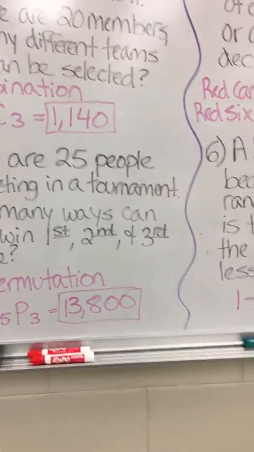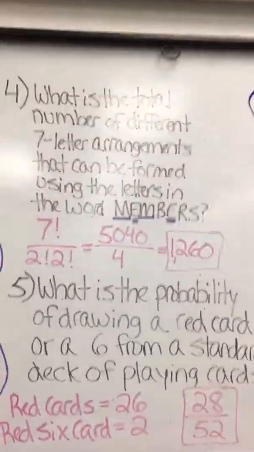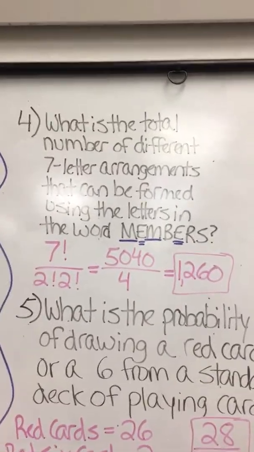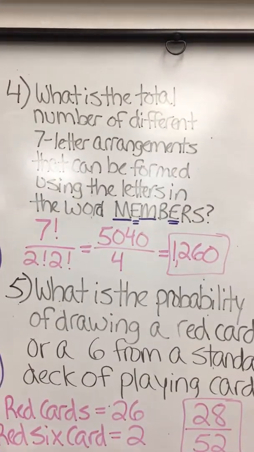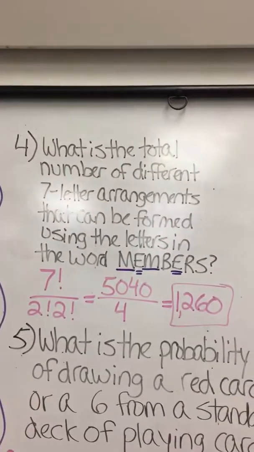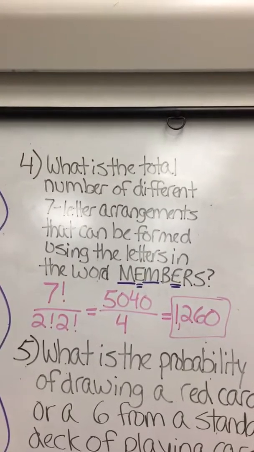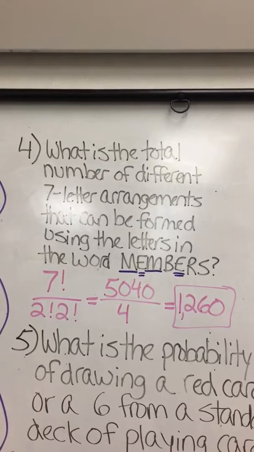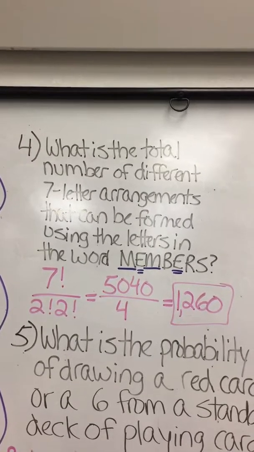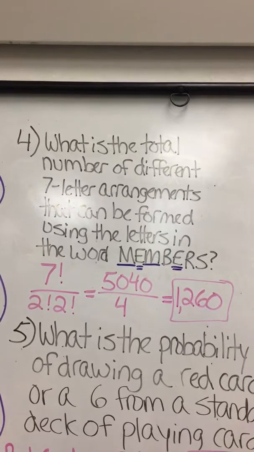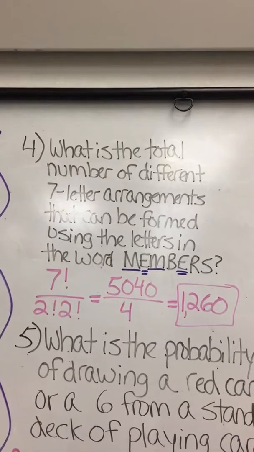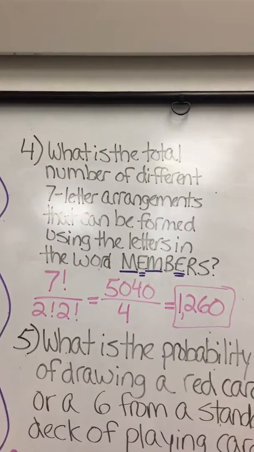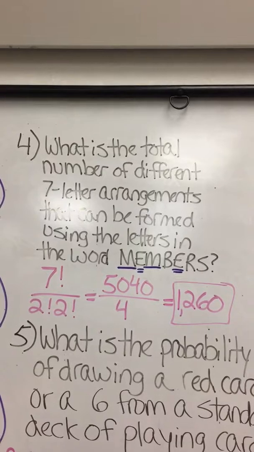Okay, so let's move right along. For this one, this is also going to be a permutation, but this is a permutation with repeating factors. So for number 4, it says, what is the total number of different 7-letter arrangements that can be formed using the letters in the word members? So it's M-E-M-B-E-R-S. As you can see, we have repeating M's twice and repeating E's twice.